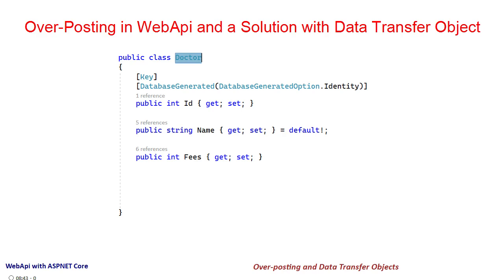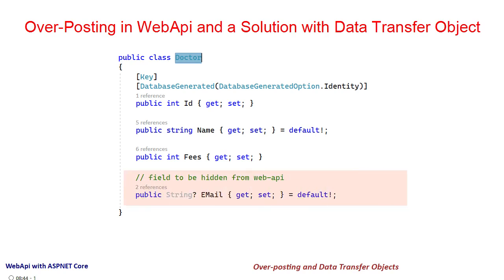But what happens if there were a property such as an email address that we did not want exposed? This tutorial presents a solution through the concept of a data transfer object, where you can prevent certain properties of an object from participating in the Web API process, from the process of JSON communication.